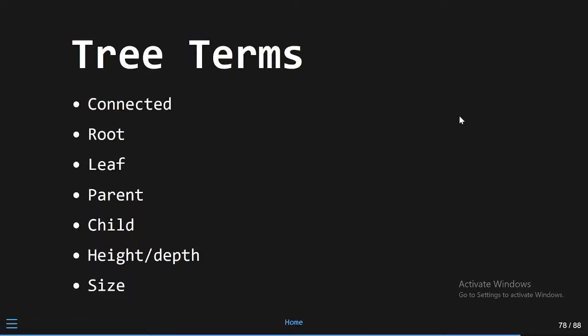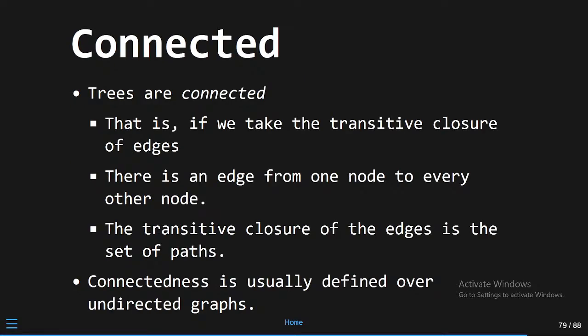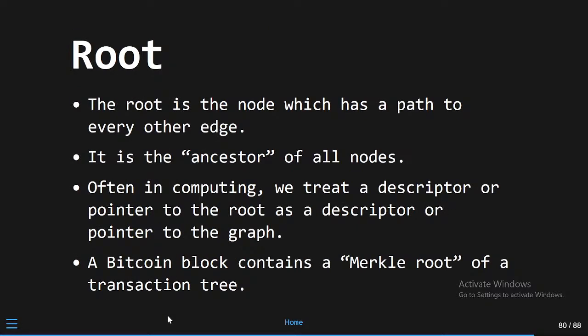Here's some tree terms I'm going to introduce. Connected we'll never see, but all the other words I have to use. Trees are connected. If we take the transitive closure of the edges, there exists a node that has an edge to every other node. It is not the case that every node has an edge to every other node in an undirected case, but there is some node that has an edge to every other node. Connectedness is usually defined over undirected graphs. In this case, we can do it over directed graphs as well.